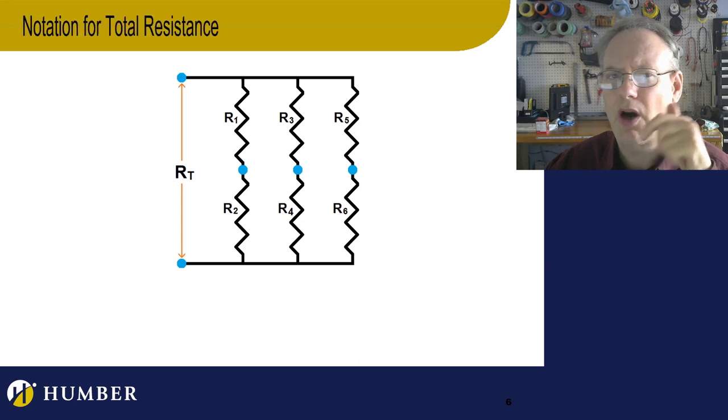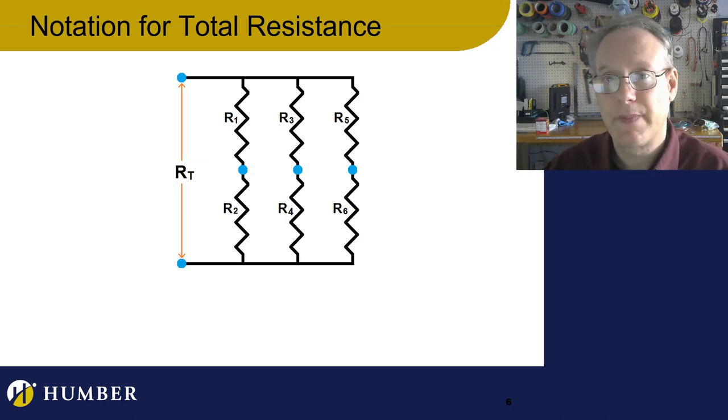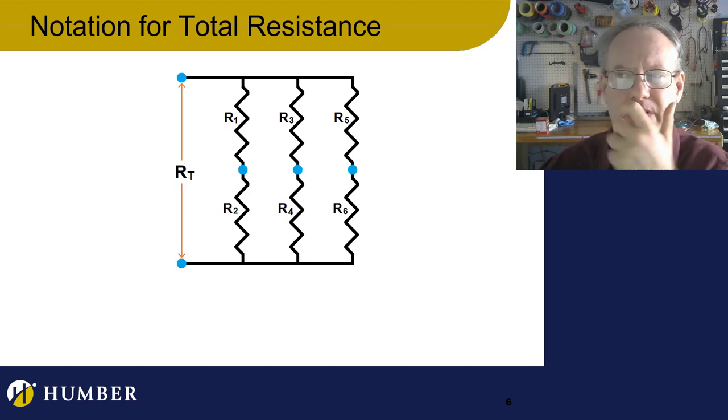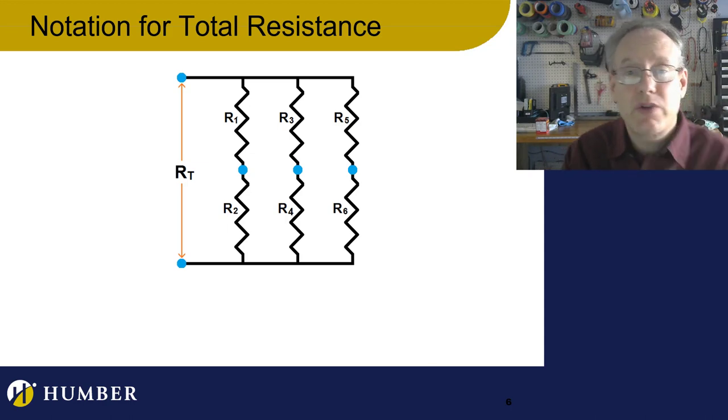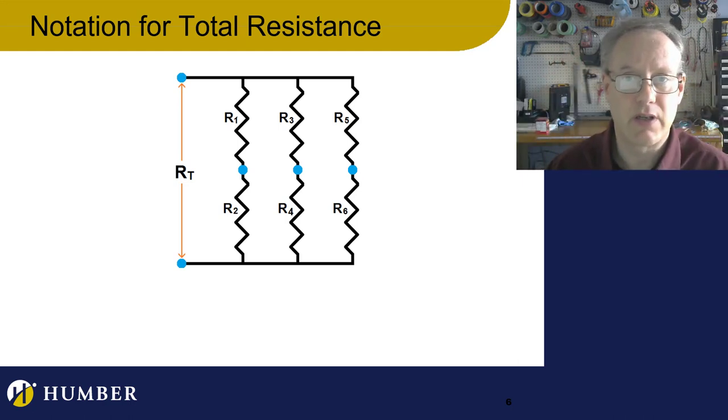Sometimes it gets a little bit more complicated. Let's take a look. I've got a series parallel circuit here with three parallel branches. Each branch is made up of two series resistors. So how do I write that with this notation? We know that for any two resistors in parallel, we write the name of the resistor, two slashes, the name of the other resistor. But how do we define the name of this?